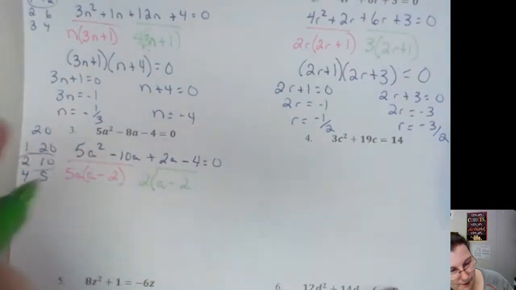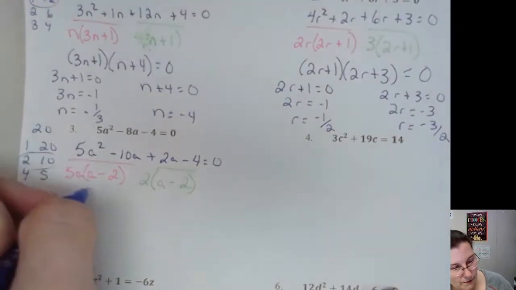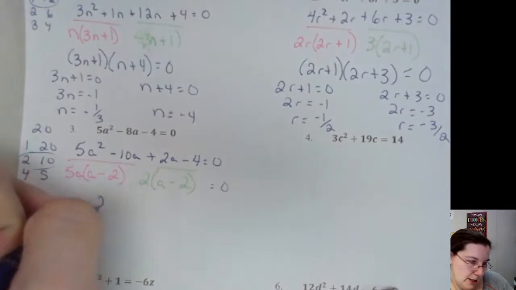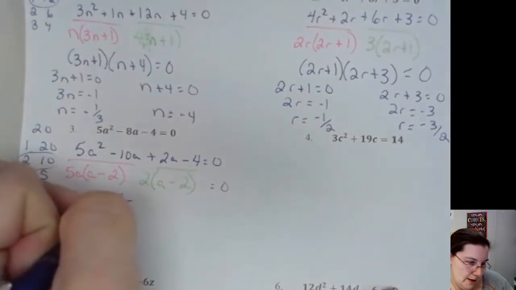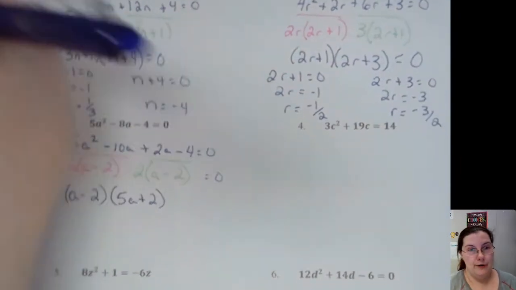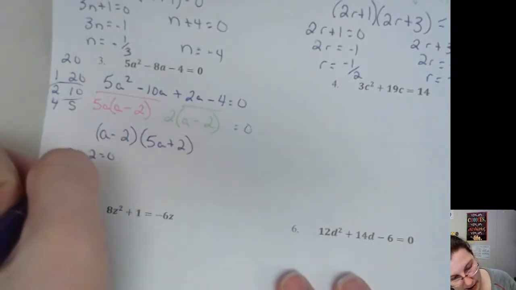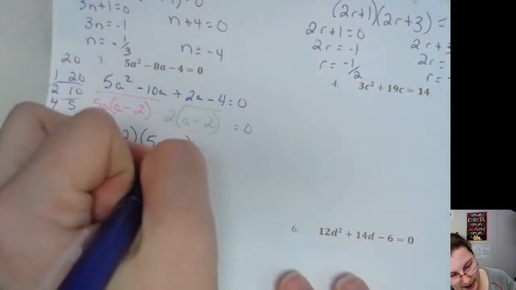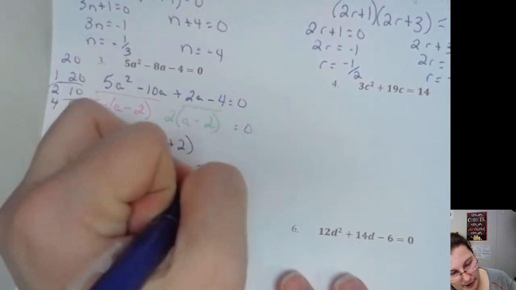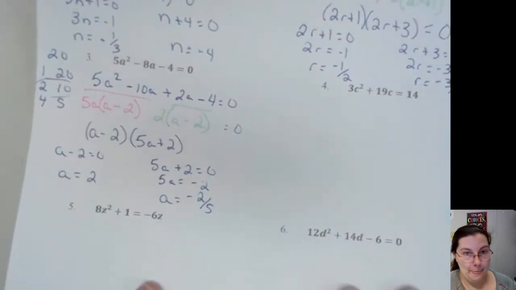On my other one, if I factor out a 2, I'm going to be left with a minus 2. And then I still have my equals 0. And so my greatest common factor, I have a minus 2 times 5a plus 2. So now going through and solving, if I set this up, a minus 2 equals 0, that's going to give me a equals 2. And 5a plus 2 equals 0. 5a is going to equal negative 2, so that means a is going to be negative 2 over 5.